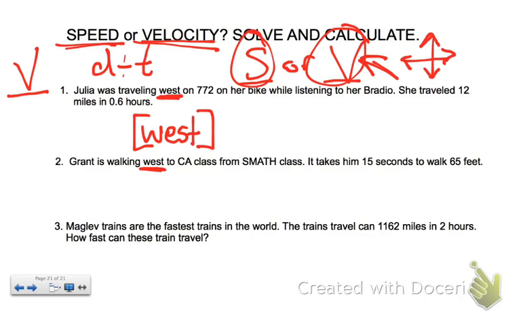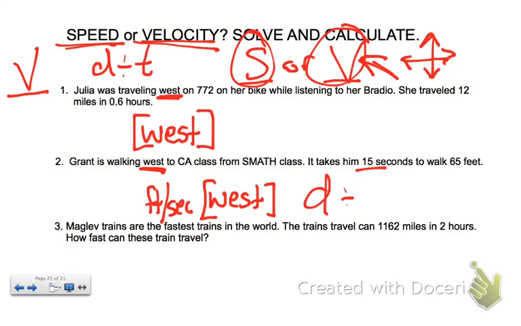Grant is also walking west to class, so he's going to have a bracket with west for the direction, and it's going to be feet per second. I'm not going to worry about the calculation here. We know how to calculate speed by doing distance divided by time. You will do that on your own, but we have velocity because we know the direction.